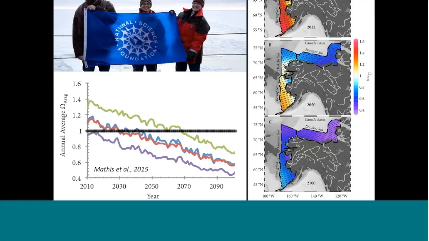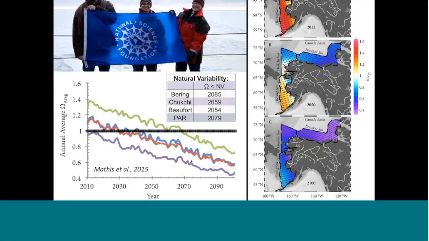So I can take the average surface water saturation state for each basin. The green is the Bering Sea, the blue is the Chukchi, the purple is the Beaufort Sea, and the red is the average of all three of them. And I can say, behold, they crossed one at this particular year. That's when we will start seeing impacts. But that's not exactly true, right?